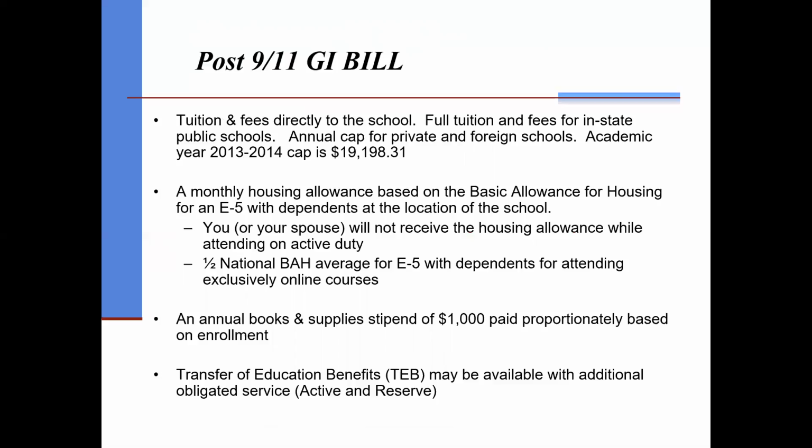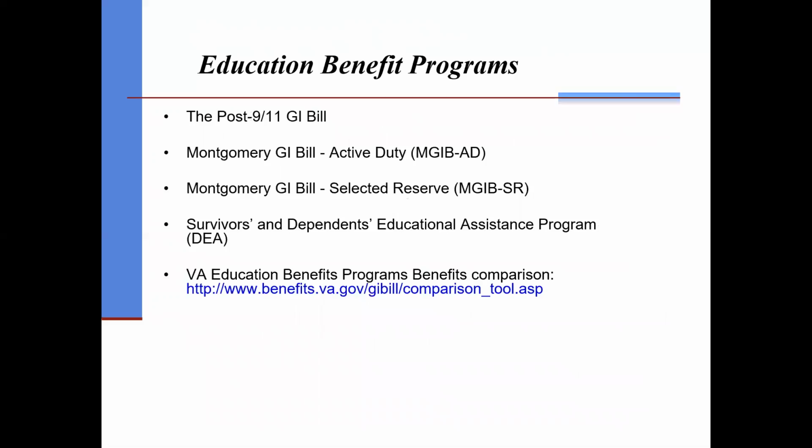You or your spouse will not receive the housing allowance while attending on active duty. Half the national BAH average for an E5 with dependents is paid for attending exclusively online courses. An annual books and supply stipend of $1,000 is paid proportionately based on enrollment. Transfer of education benefits may be available with additional obligated service, active and reserve.